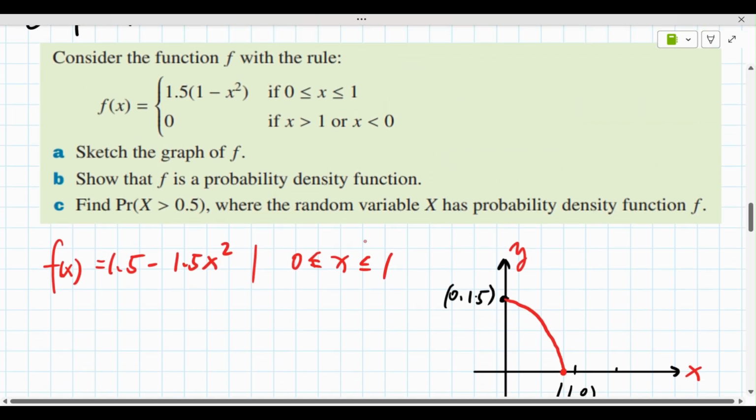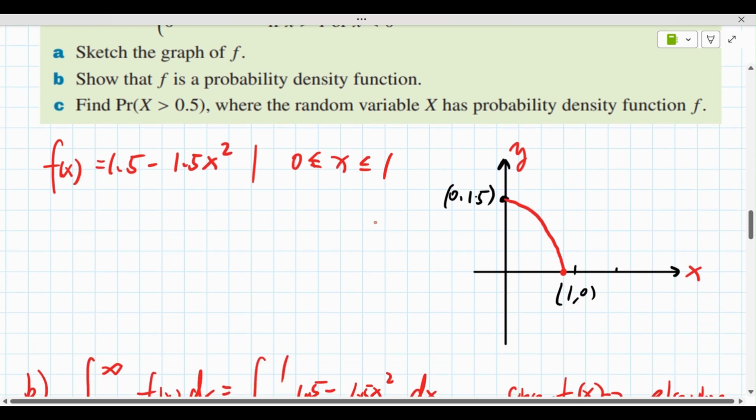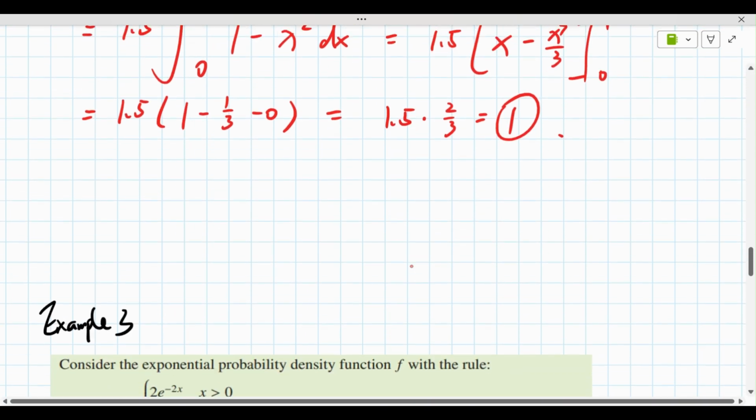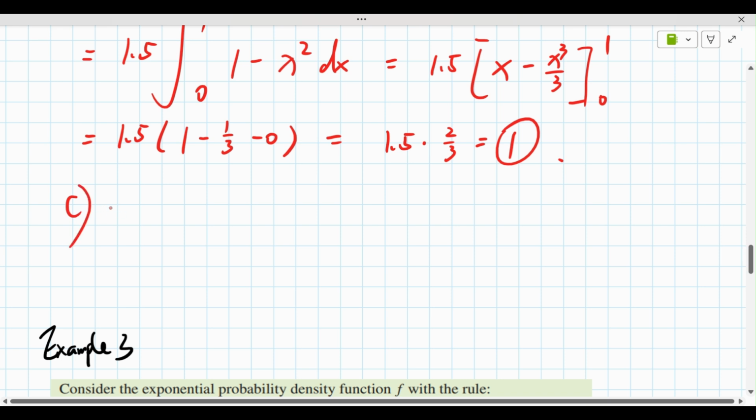Good. Now we're gonna figure out the probability of x greater than 0.5. Same idea. We can use substitution, or we can use the CAS calculator. So I'll leave this one to you guys to calculate. Question C. Use CAS.